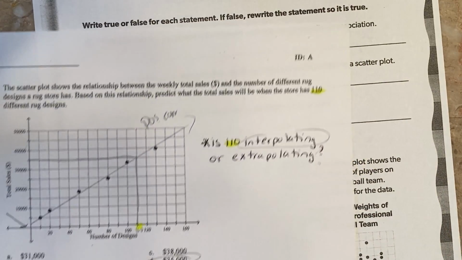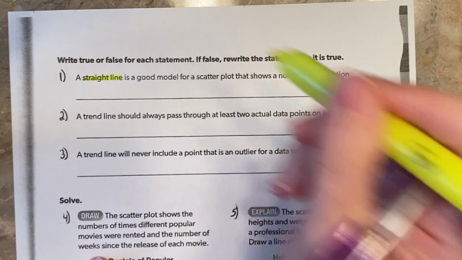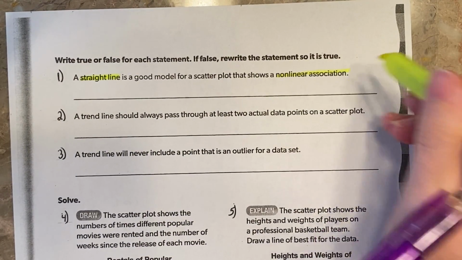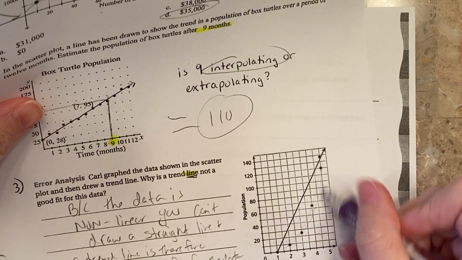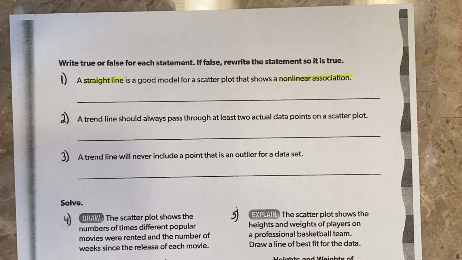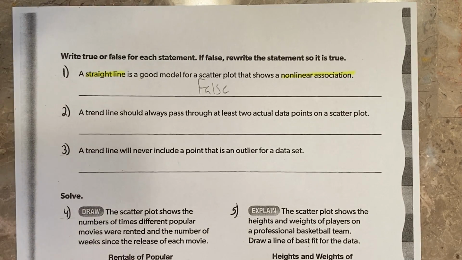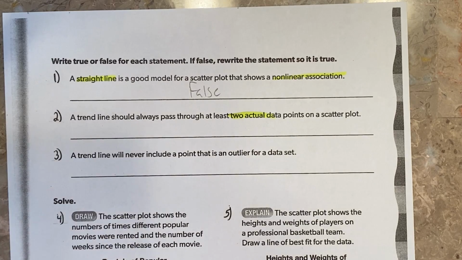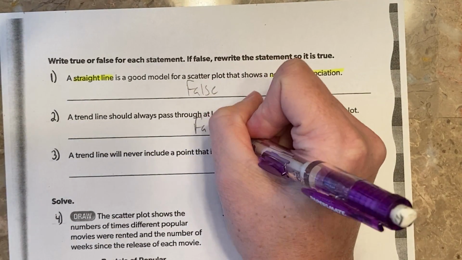All right, and our last page, almost done. A straight line is a good model for a scatter plot. Well, this is what we just did on the page. If it was nonlinear, does a line represent it? No, so that is false. A trend line should always pass through at least 2 dots on a scatter plot. That's going to be false. Remember from the beginning, we said it can go through some of them, none of them, or all of them. Some, none, or all.